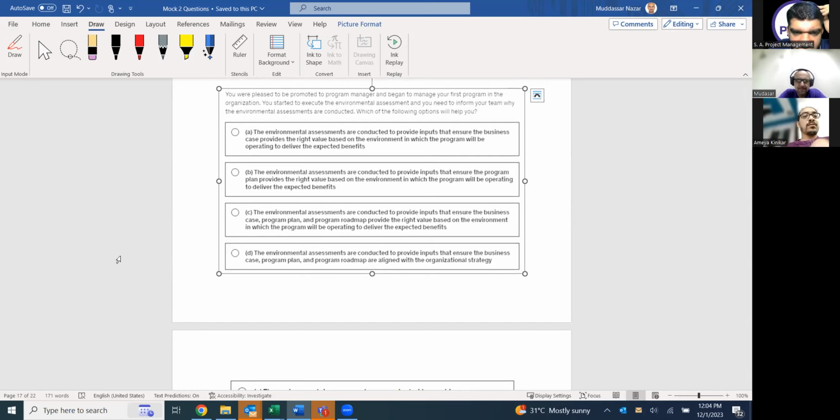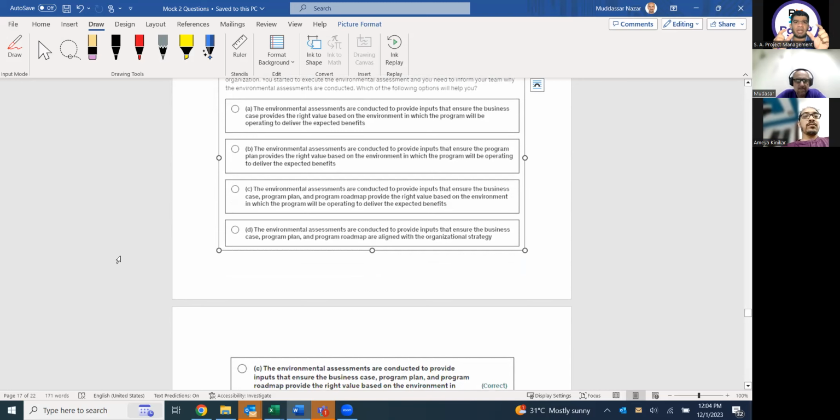Ensure the program plan. No, B, program plan is not there. So business case has to be there because environmental assessment starts from the beginning. In the strategic alignment life cycle, environmental assessment is throughout the program life cycle. And we have the business case, charter, roadmap, which is finishing in the program definition phase. But EEF is throughout the program. Yes. So C is the complete answer.